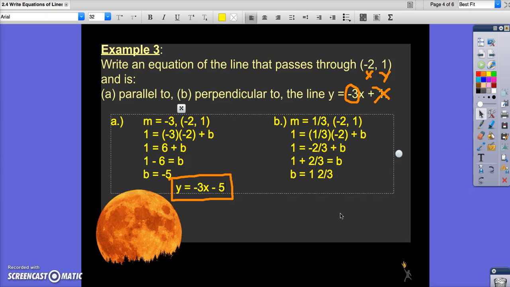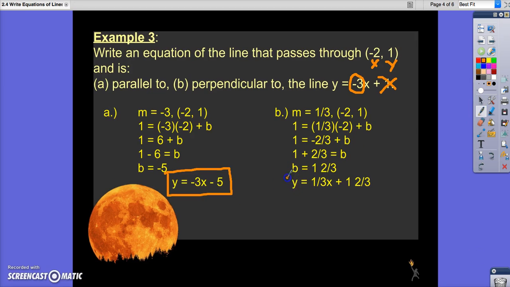And as the last part here, we're going to plug in only m and b. Now be careful. Why do I like to write the m over? Because this is where I'm going to look when I plug it back in. It's not the slope of -3. It's actually the 1/3 that I came up with. So y equals 1/3 x plus 1 and 2/3. That's my answer. And you could change it if you want to. You can make it an improper fraction. So it could be y equals 1/3 x plus 5/3, and that's okay as well.